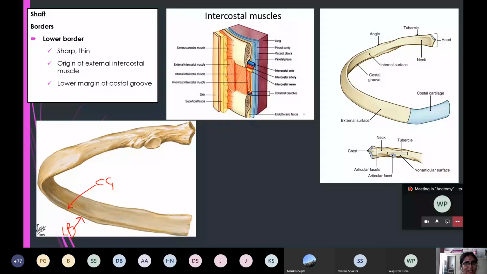And this provides origin of this muscle here. See, origin of this muscle. Which muscle? Origin of the external intercostal muscle.